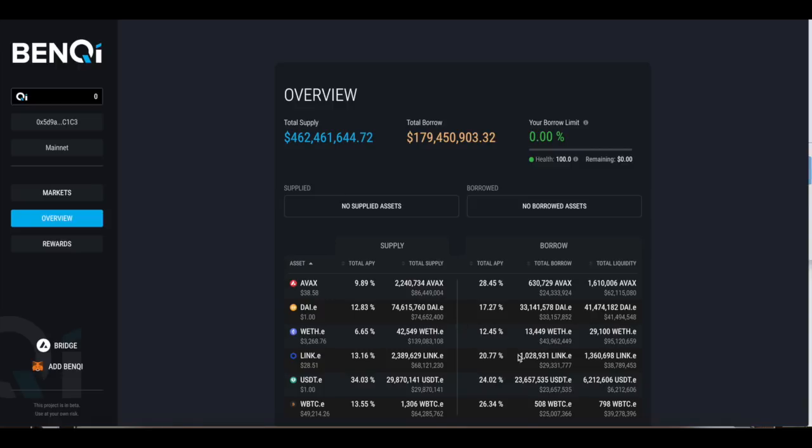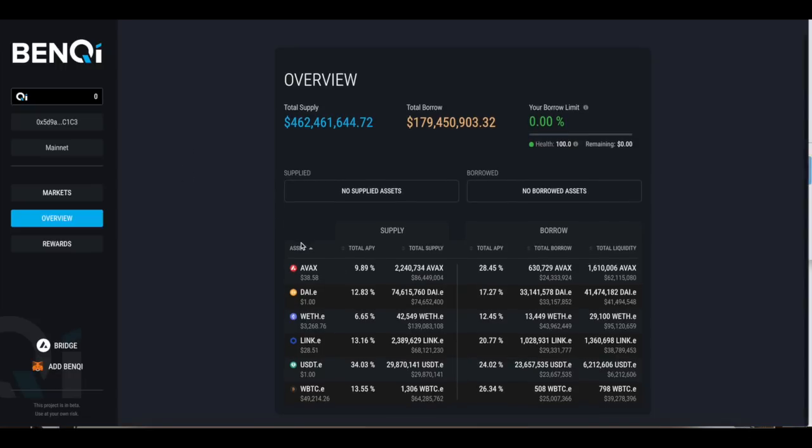So we're going to show you guys how to use Benqi to leverage yield farm. What is leverage yield farming? Well, it's basically when you deposit an asset, borrow against it, then deposit what you borrowed and borrow some more against that, and repeat. We'll explain it to you guys now and show you how to do it.